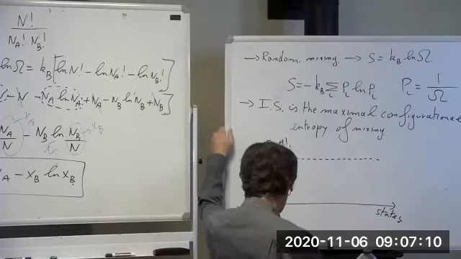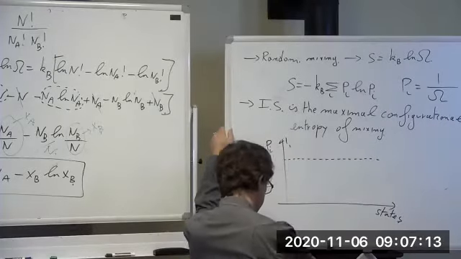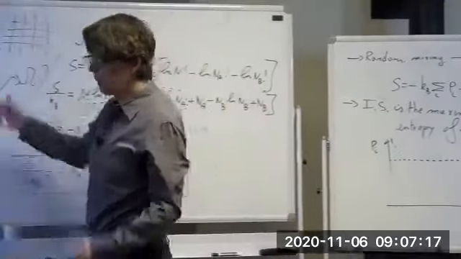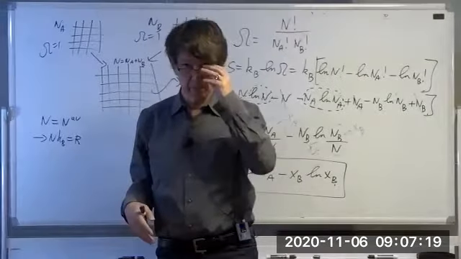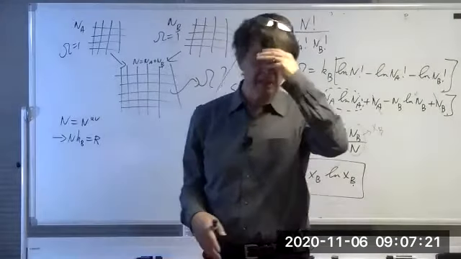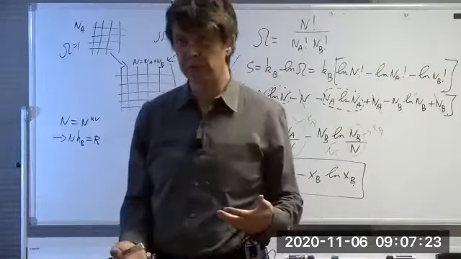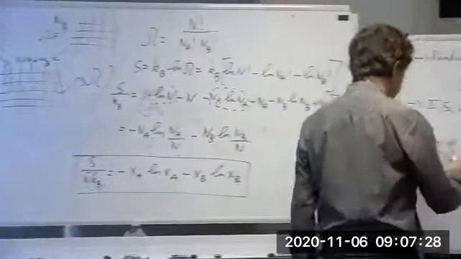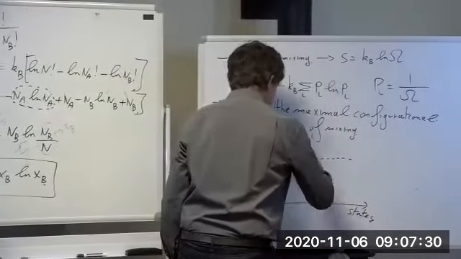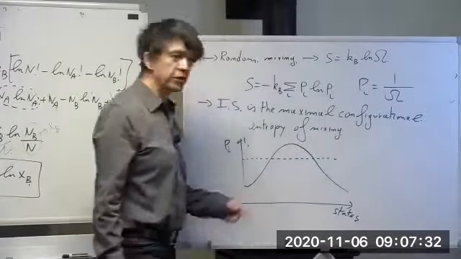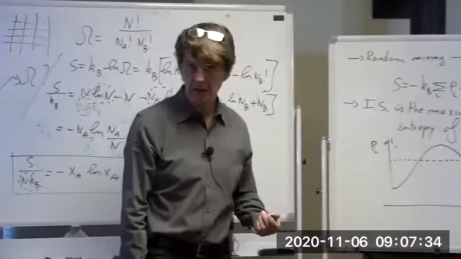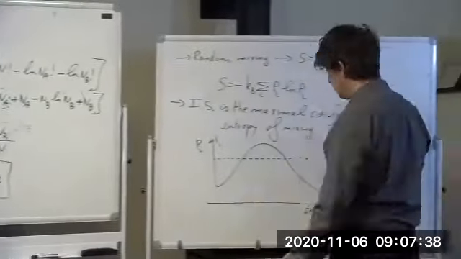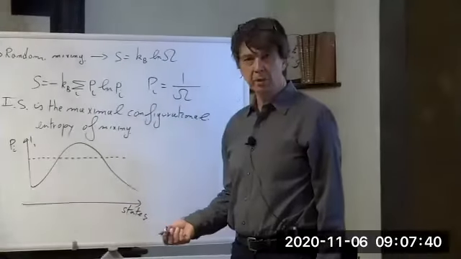But what if I have energetic preference? Maybe A and B don't really want to be totally random on this lattice. Maybe A wants a lot more B next to it, or A wants a lot more A next to it. So then the probability is going to be spread out, right? It's going to be lower in some cases and higher in other cases. So this can still be a solution, but this is a solution with energetic preference.